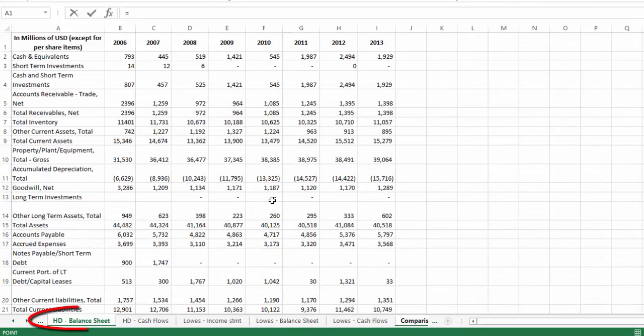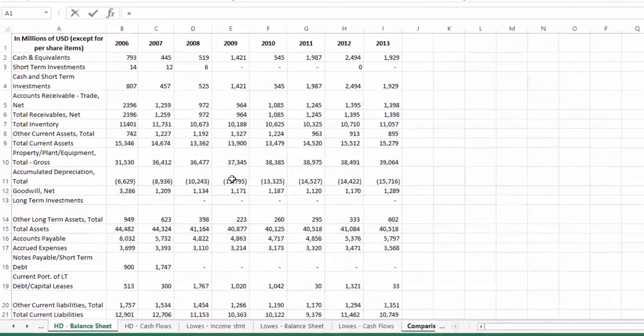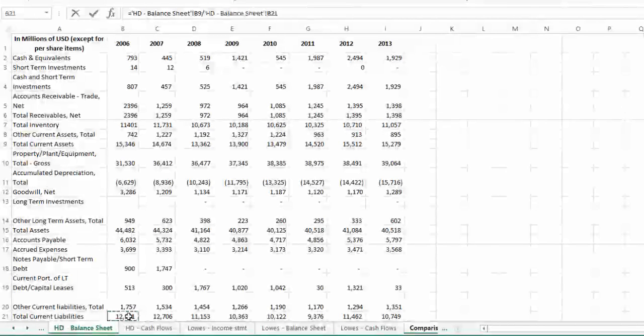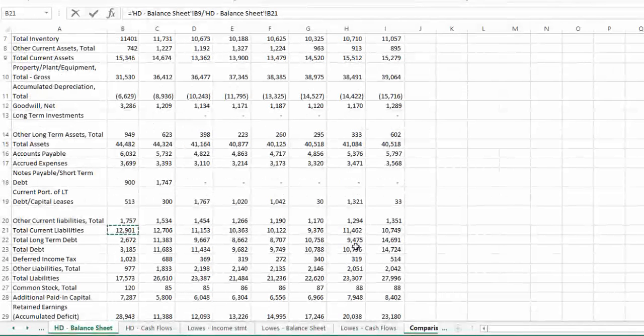So if I go to the HD balance sheet, that's where I'm going to have the information I need. I'm going to go to current assets, and that is right here, total current assets. I'm going to divide that by the current liabilities, and that number is down here at the bottom. You can see it's labeled as total current liabilities.